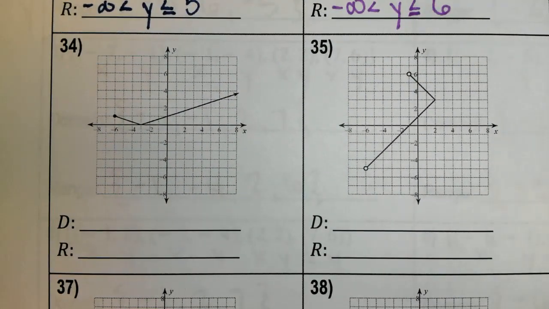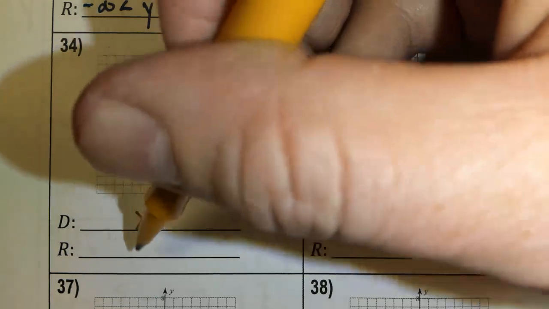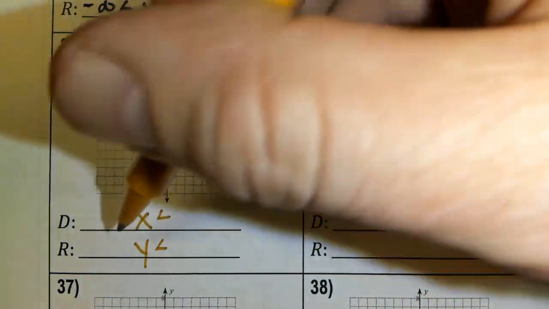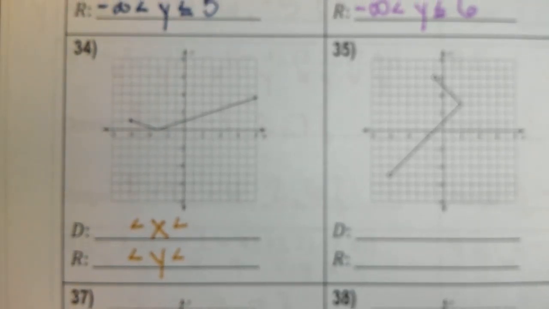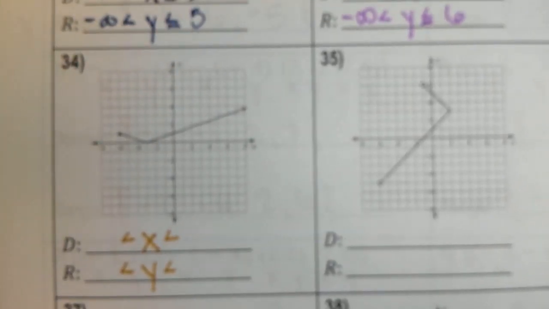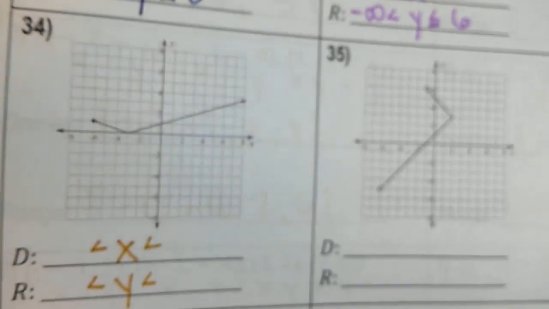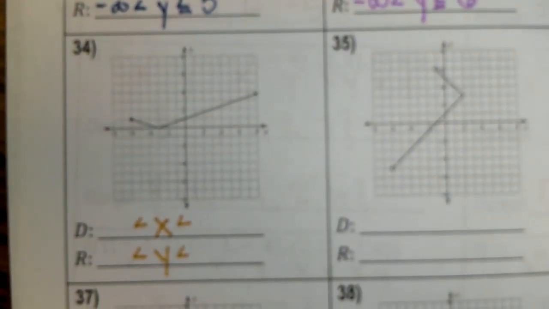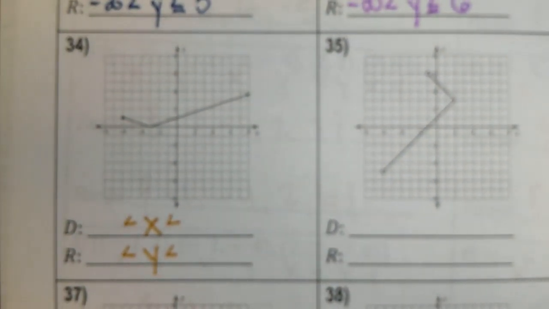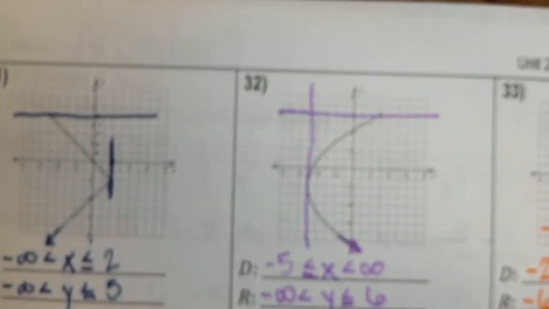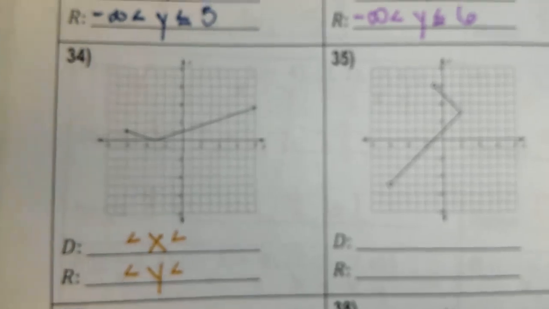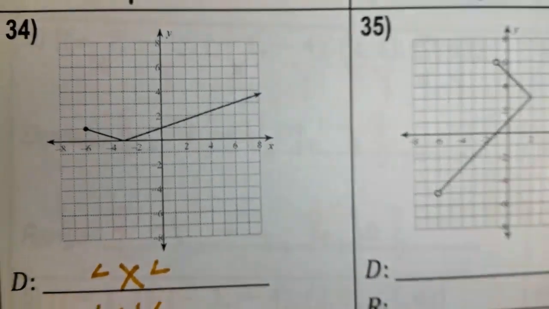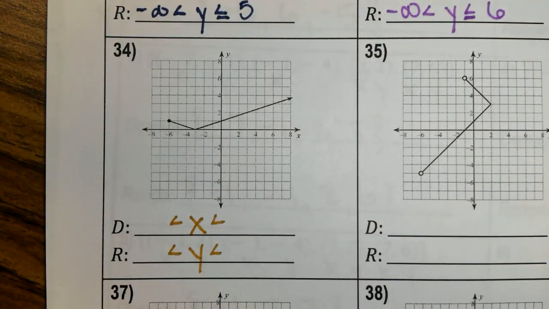All right, 34. I'm going to start with x, y, less than. I don't know, it's blurry. Why is it blurry? My goodness. There we go, a little better.